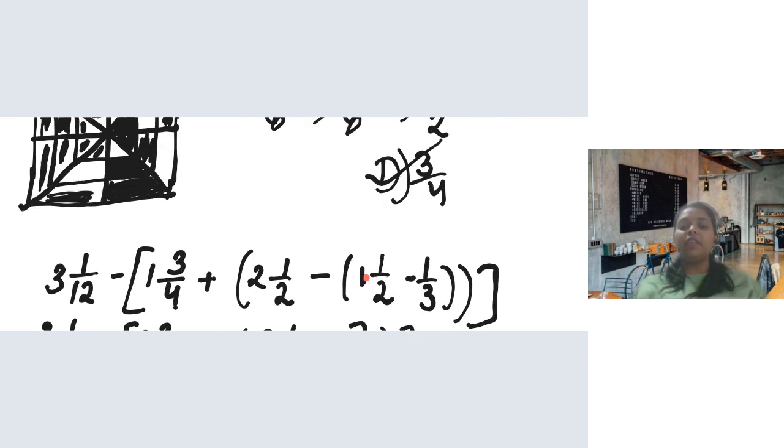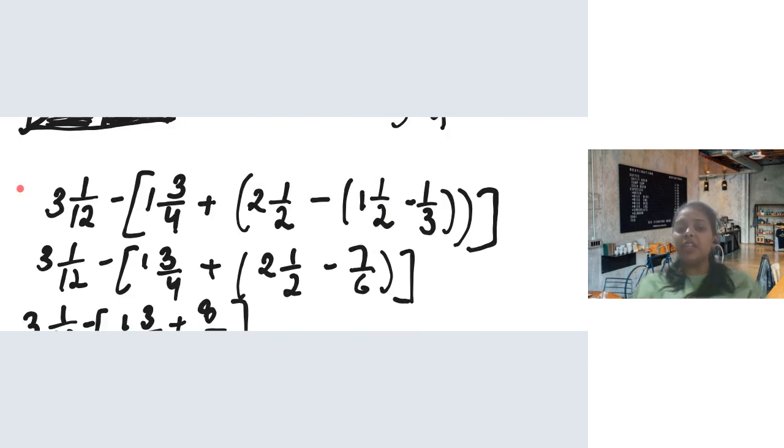Very good. So whenever we have equations like this, always remember we will solve them using the BODMAS rule. Okay? Yes, ma'am. Okay.